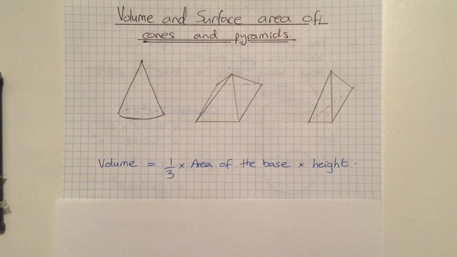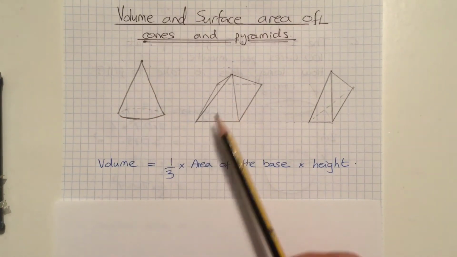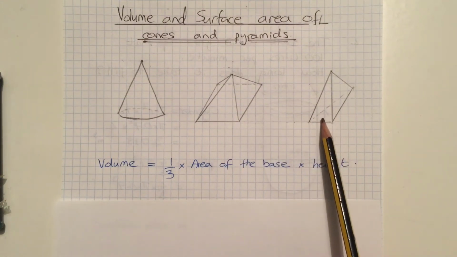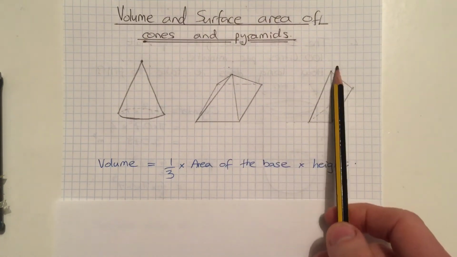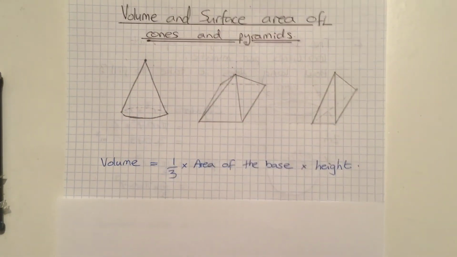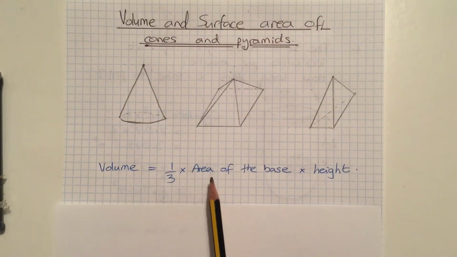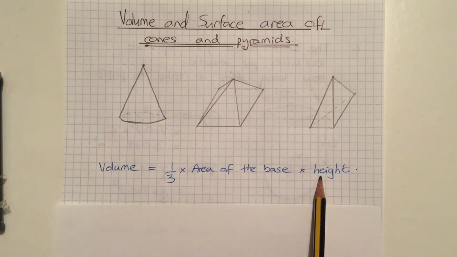This video is about the volume and surface area of cones and pyramids, and I have grouped these shapes together because they basically have the same formula for the volume. All of these pointy shapes, whether we're talking about a cone, a square based pyramid, a triangular based pyramid, or any pyramid at all, any pointy shape where the top vertex is pointy, we can use this formula. So the volume is 1/3 of the area of the base times the height.